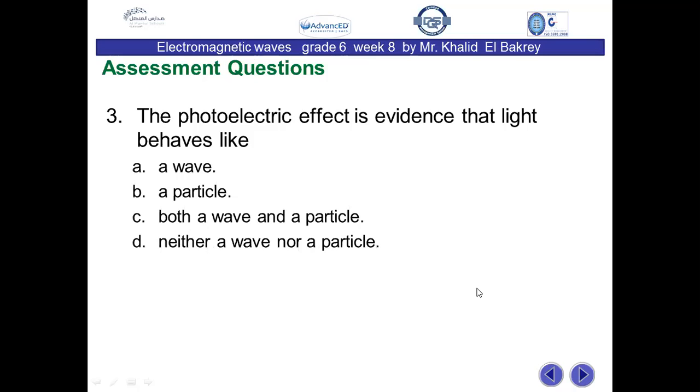Question number 2. The photoelectric effect is evidence that light behaves like what? Who can answer this question? Abdullah, give a chance to answer. So his answer is B, as a particle. Yes, the answer is B. You are right.